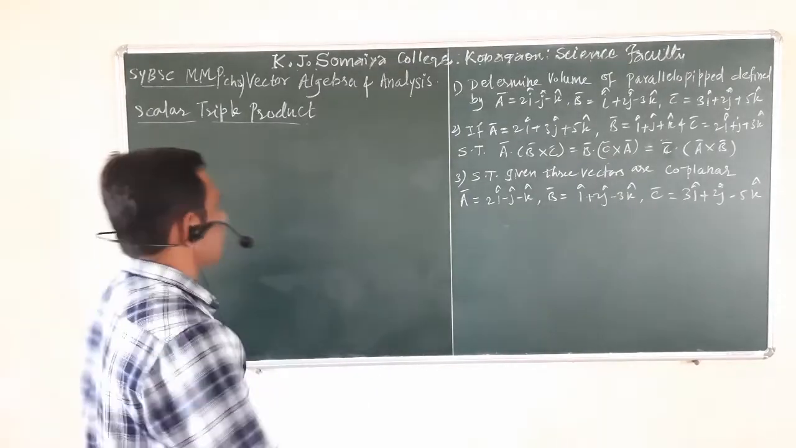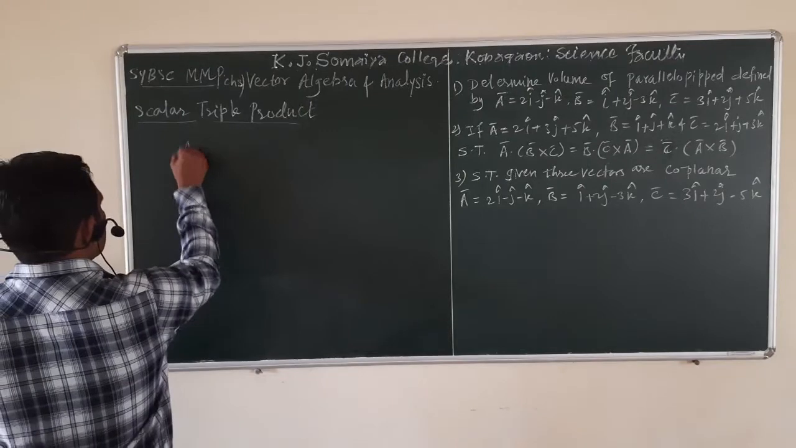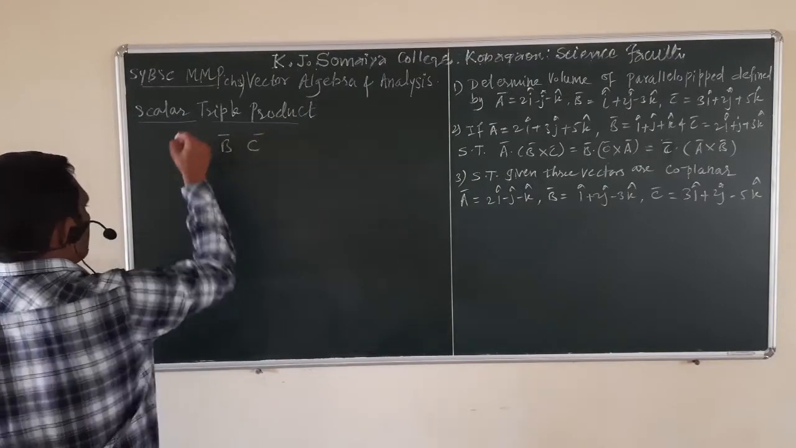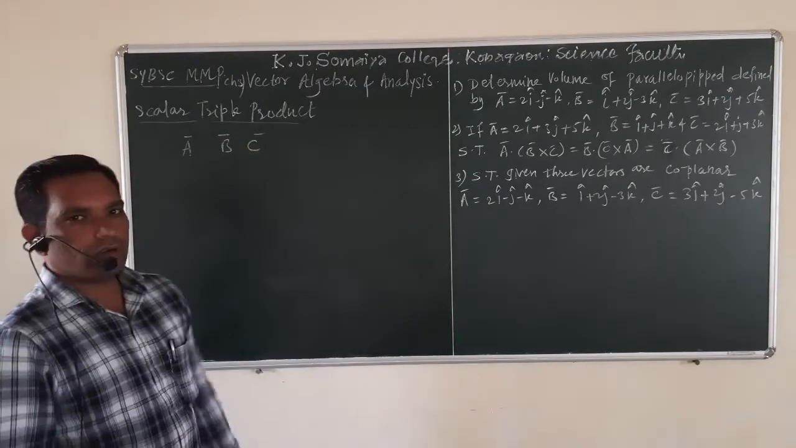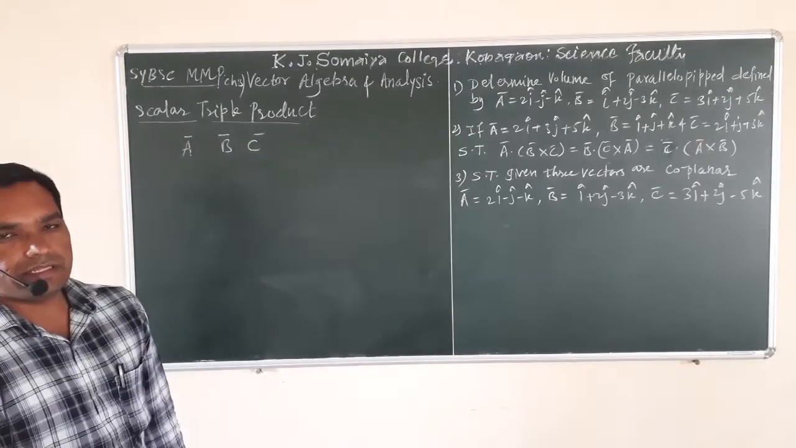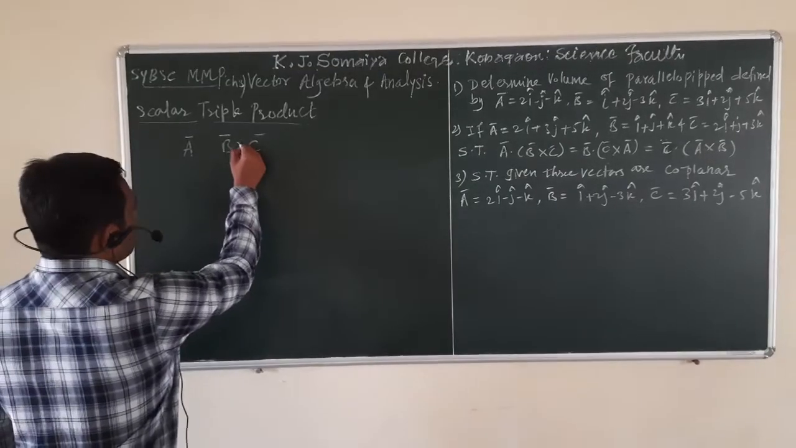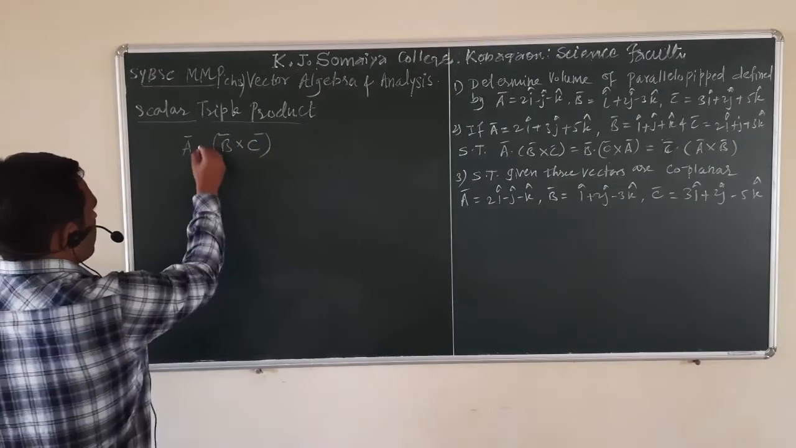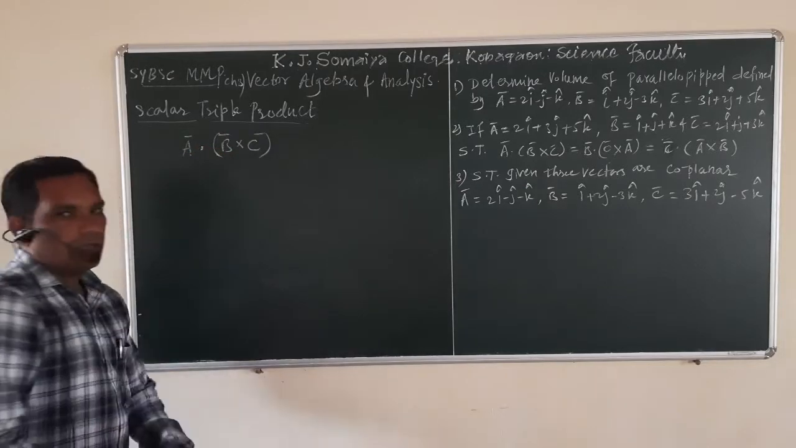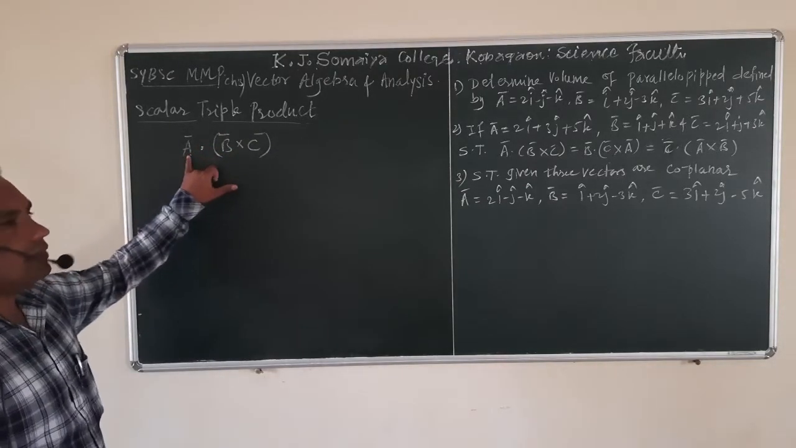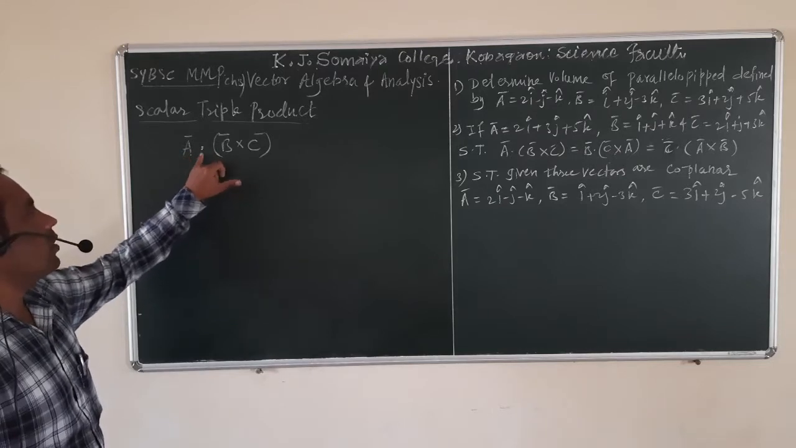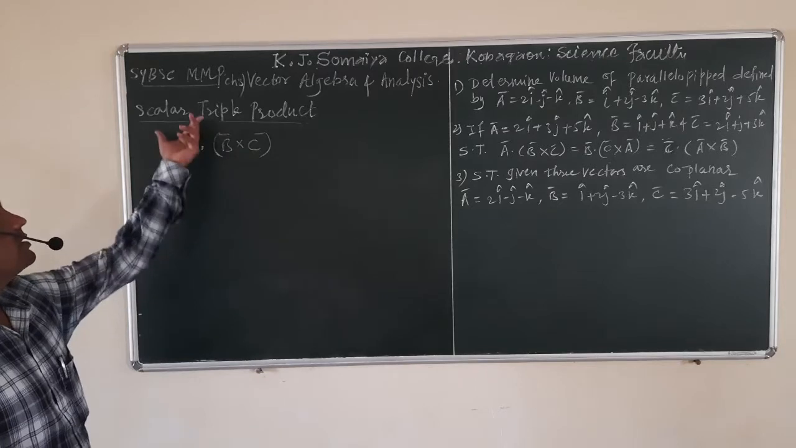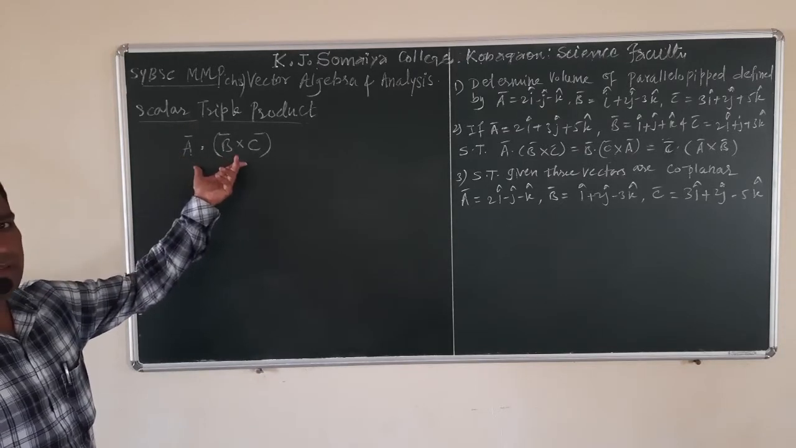So definition is like this. Suppose we have three vectors, vector A, vector B, and vector C. How do we define scalar triple product of these three vectors? It is the product of cross product of two vectors and dot product of third vector. So A dot B cross C. So in this way we define scalar triple product of three vectors.